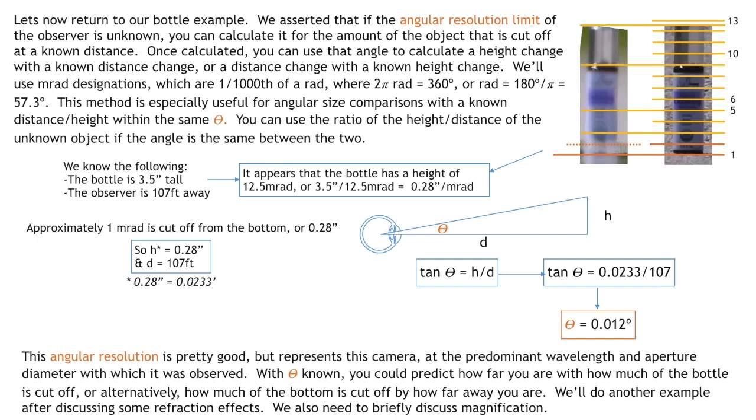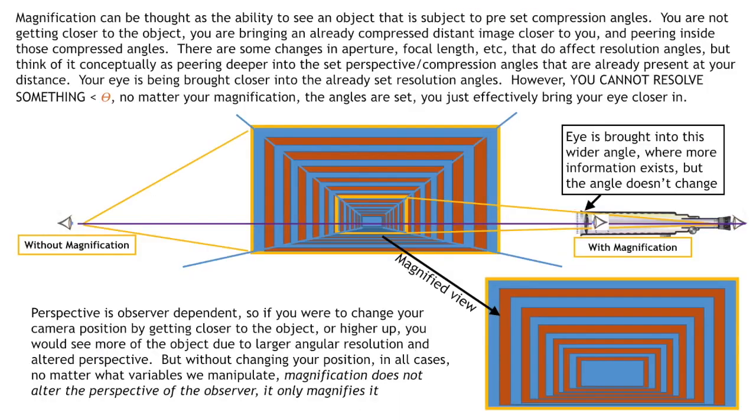So with a theta known for this particular object, you could predict how far you are by how much of the bottle is cut off, or alternatively, how much of the bottom is cut off by how far away you are. So we'll do another example after discussing some refraction effects to make this a little more clear. But we also need to briefly discuss magnification, I think, before we go further.